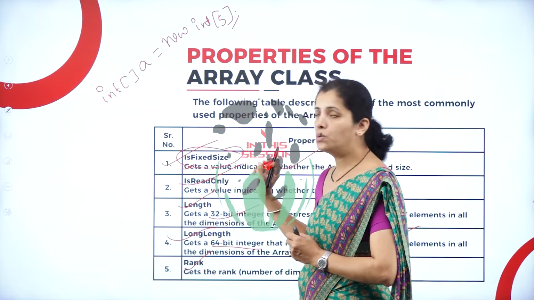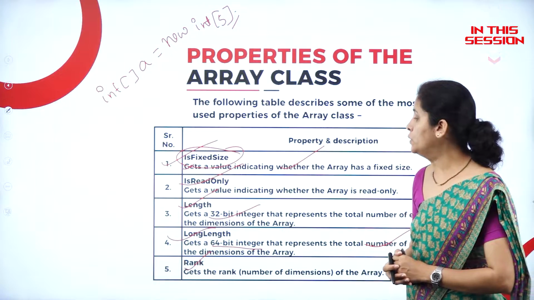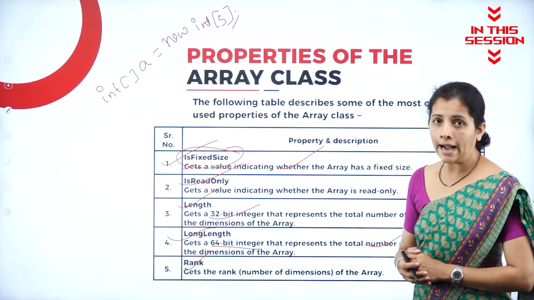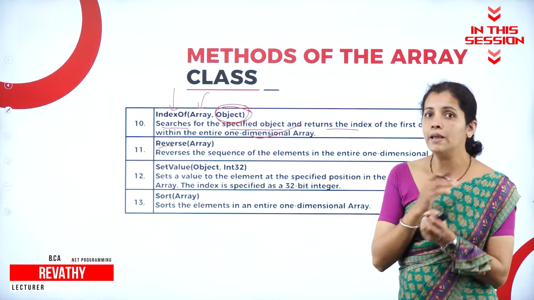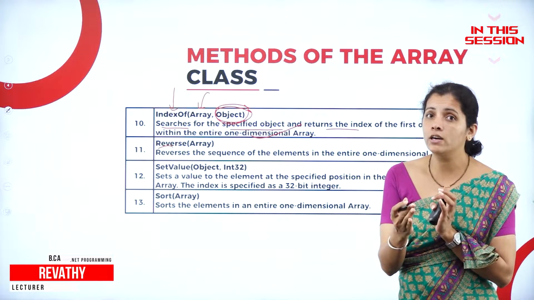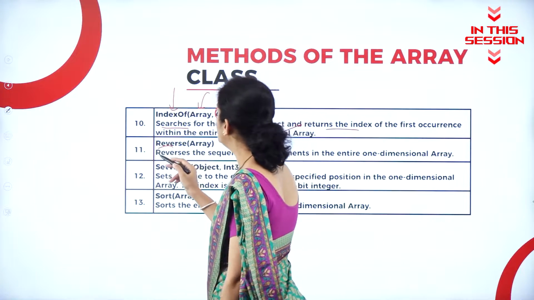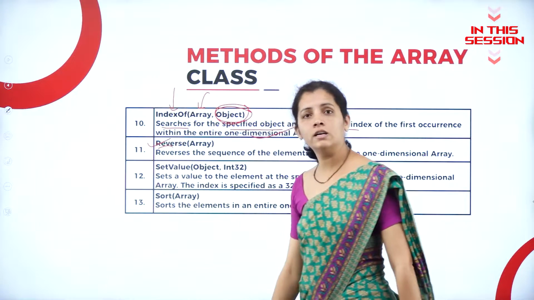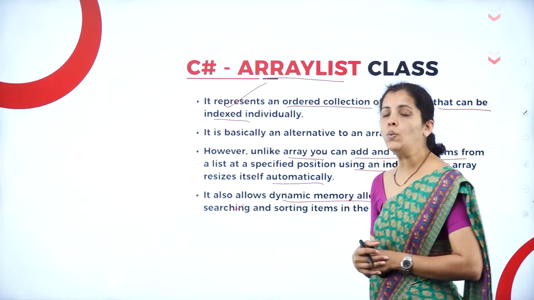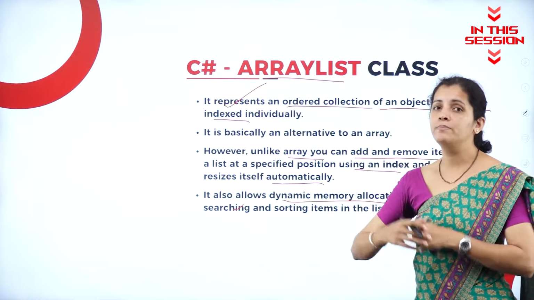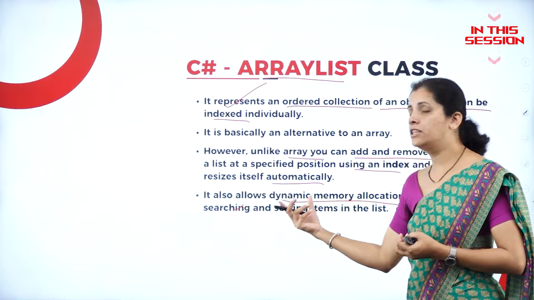Suppose if I want to identify what type of array, then I'm going to call the property rank. Suppose if I want to display the array elements in the descending order or in the reverse order, then I'm going to use the method called reverse. Instead of static memory allocation, if I go with dynamic memory allocation based on my program requirement, I'm going to allocate the memory.